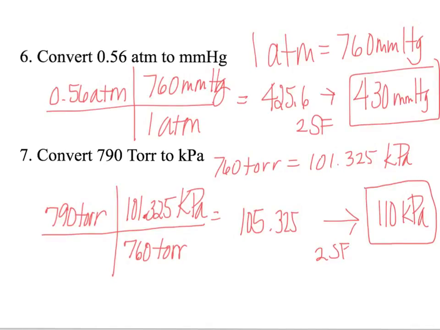All right, here are the answers to those 2 problems, and hopefully you got that correct. The reason we did 2 significant figures, just to kind of clarify, is because this has 2 significant figures, and so does this one. Because there's not a decimal right there, that only has 2 significant figures. So let's move on to the next one.